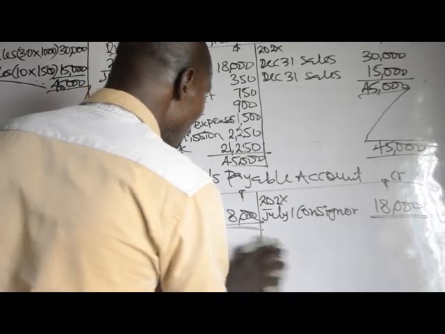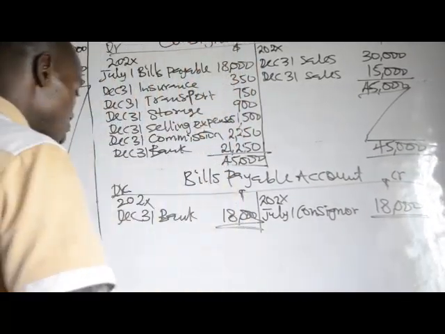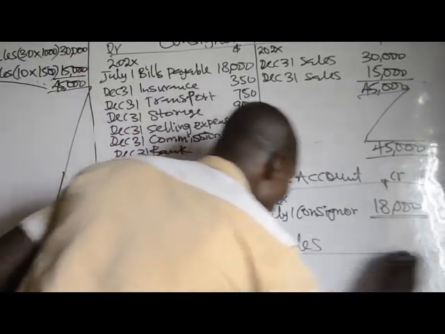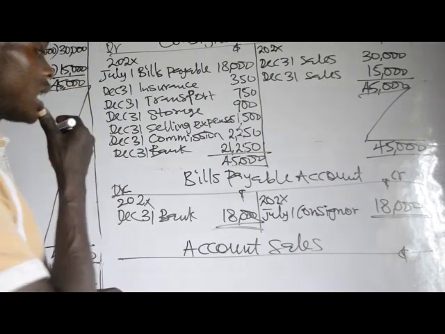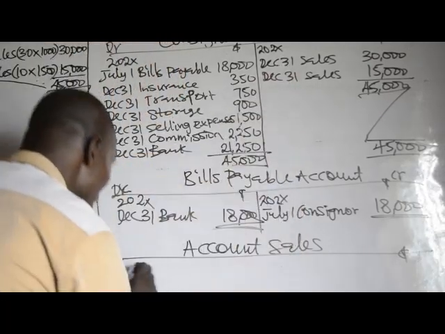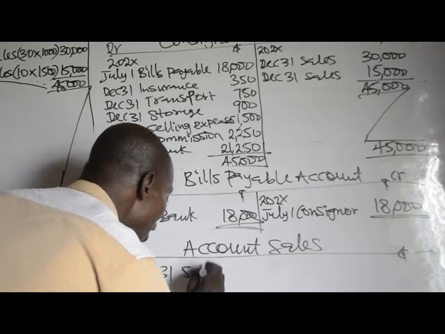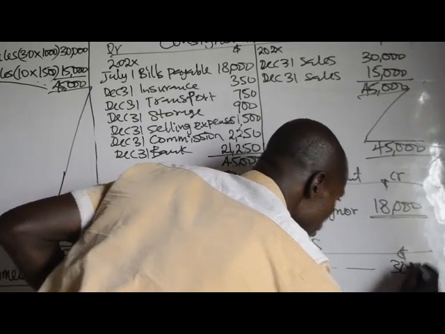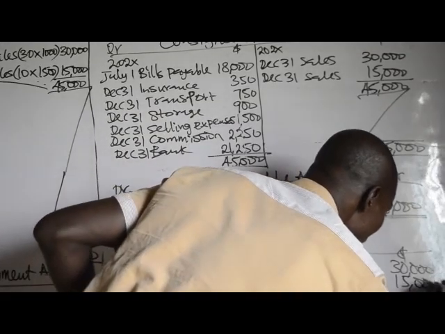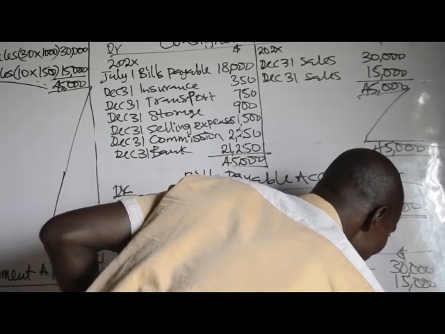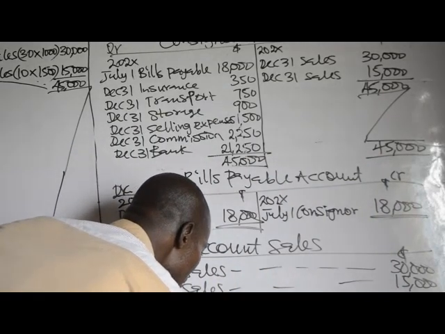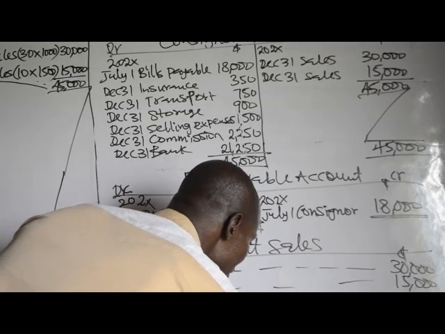Finally, we can draw the account sales. Remember, I told you that account sales is prepared by the consignee and forwarded to the consignor. It shows the gross sales by the consignee less the consignee expenses. So now we have sales. The first sale was made as of December 31st, sales of 30,000. And as at the same date, you have another sales of 15,000. The gross sales by the consignee to date is 45,000. Now less consignee expenses, the same expenses.